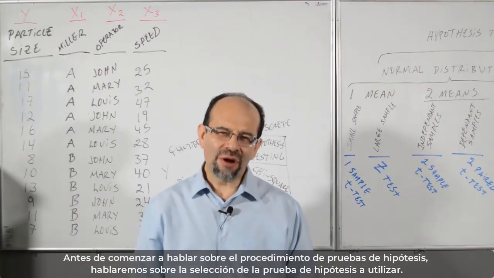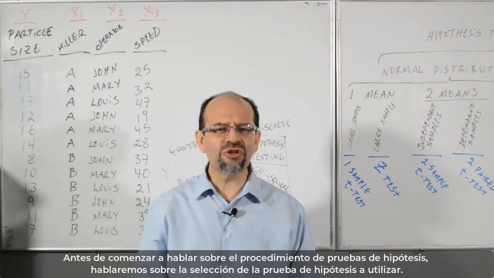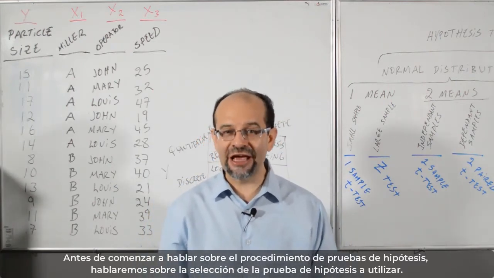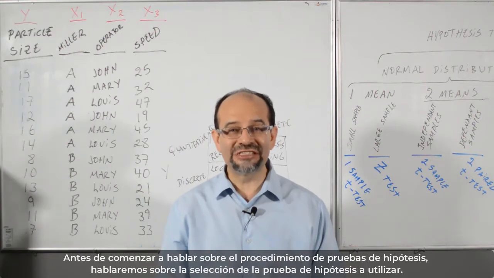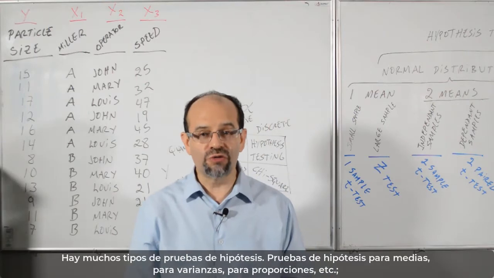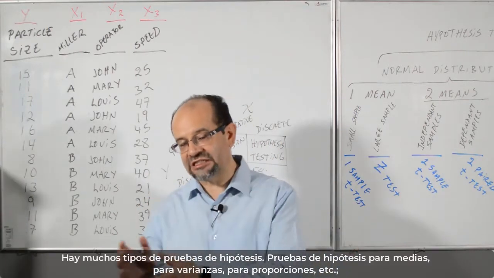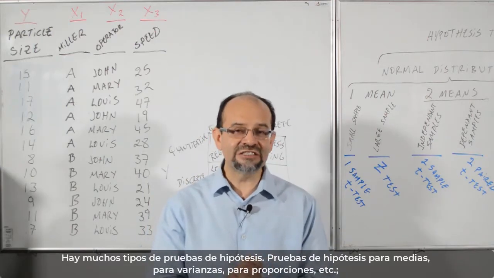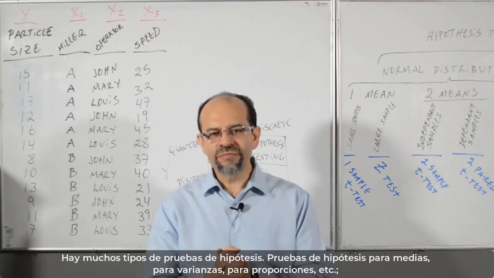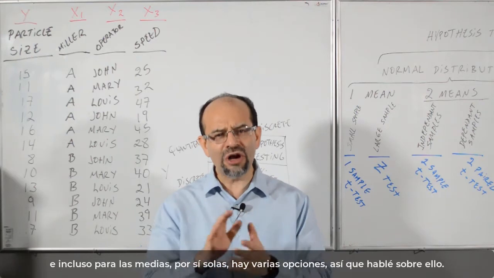Before starting to talk about the procedure of hypothesis testing, I would like to talk about the selection of hypothesis testing, to decide what hypothesis test to use. There are many sorts of hypothesis testing: hypothesis testing for means, for variances, for proportions, etc. But even for means, there are several options. So let me talk about that.